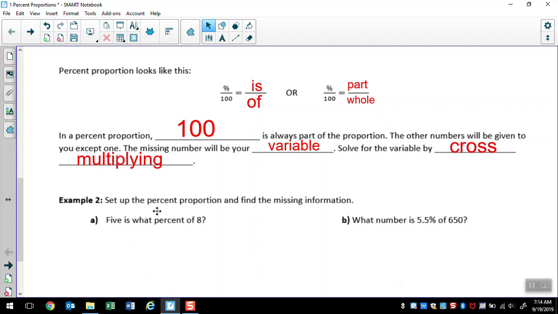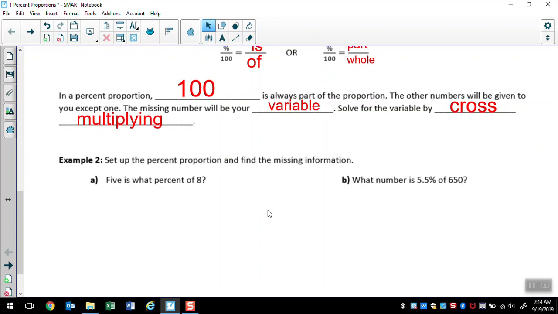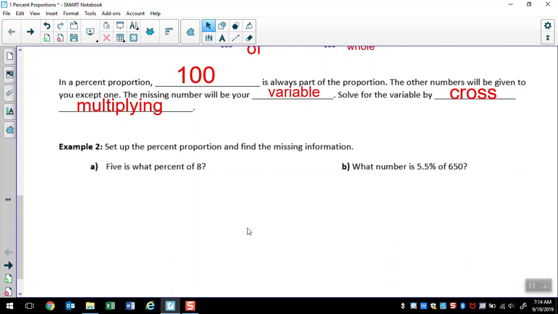All right, so let's work on setting up the percent proportion and find the missing information. There's going to be 3 numbers that you're automatically going to have to start with, and then one missing number out of the 4. Well, one of those numbers, no matter what, is always going to be 100. So we're just going to place that there. And then we're going to put our percent, and then our is and our of. All right, so let's identify what are these is's and ofs. All right, so I'm first just going to read this. 5 is what percent of 8?